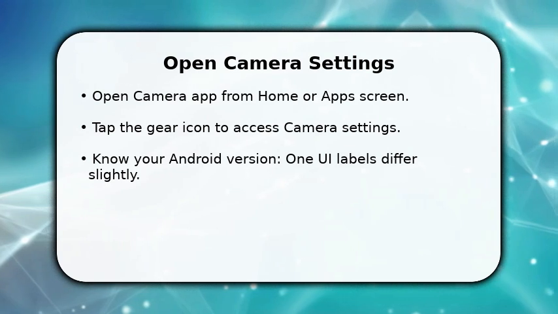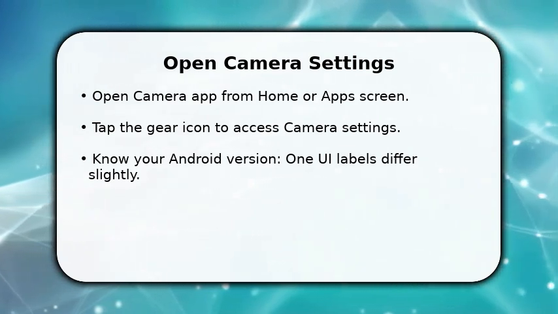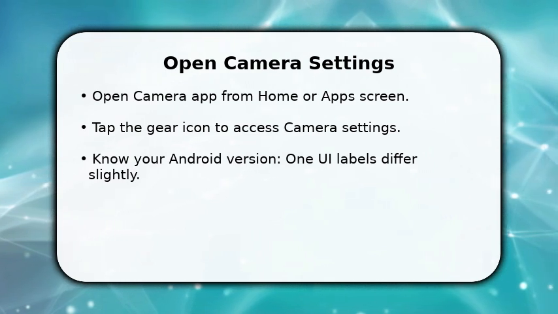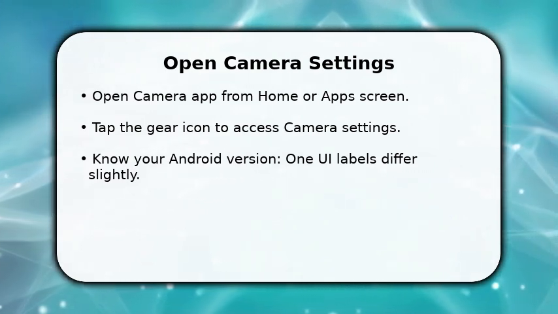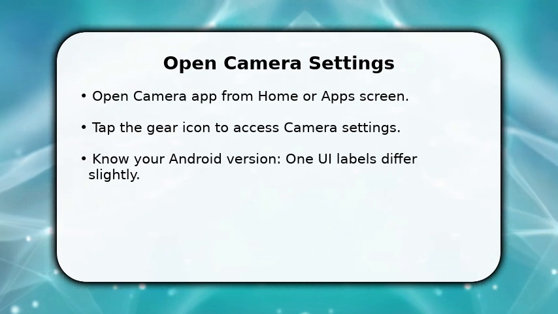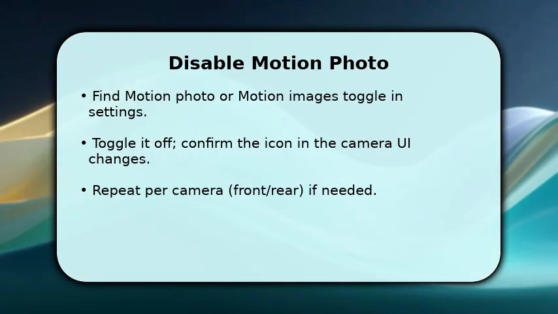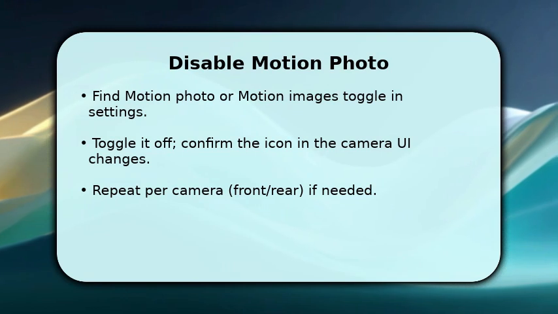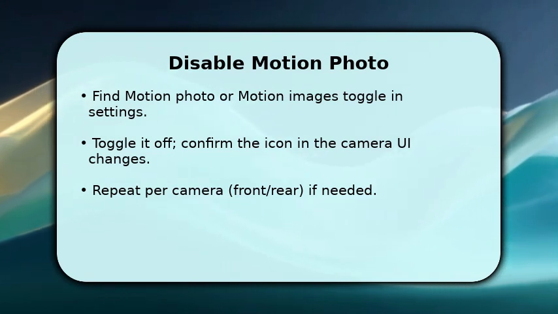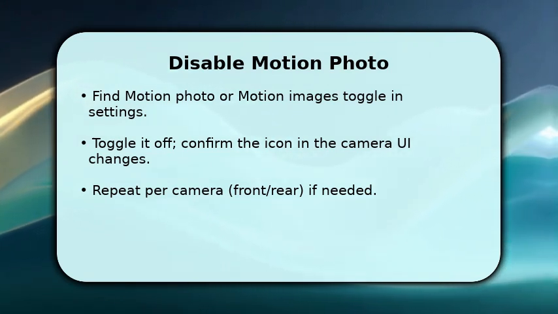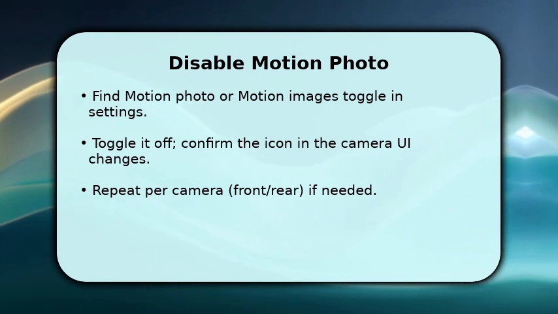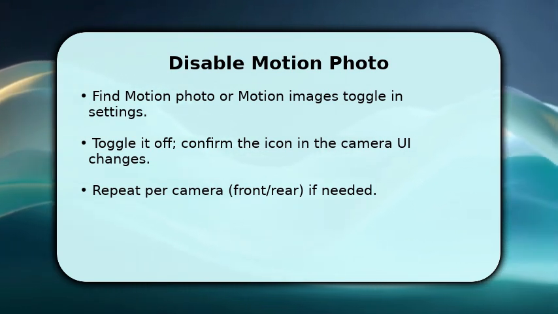You're doing this to stop the extra frames that save as motion clips and increase storage and upload time. Now locate the motion photo toggle so you can turn it off for good. Once inside settings, scroll to camera features and locate motion photo or motion images. Some One UI versions call it motion photo, while others say motion images.